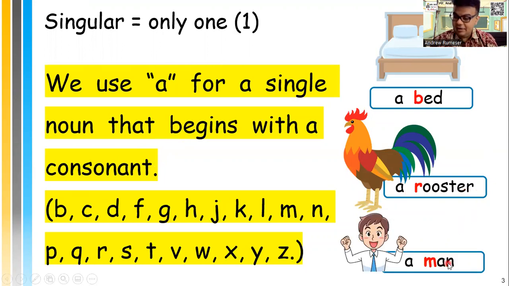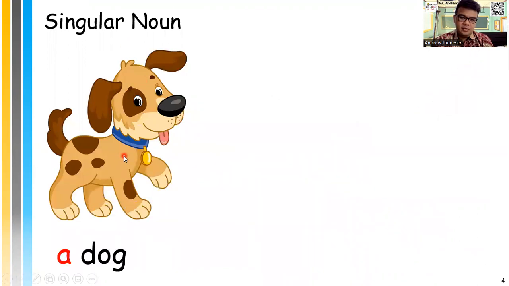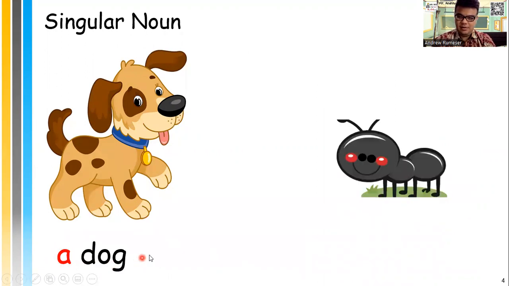What about man? Does the word man start with the letter A, E, I, O, or U? No, it starts with the letter M. So we use a man. Okay? Very good. Singular nouns. So if there's only one thing that you see, only one dog, we say a dog. Everybody say a dog, right?